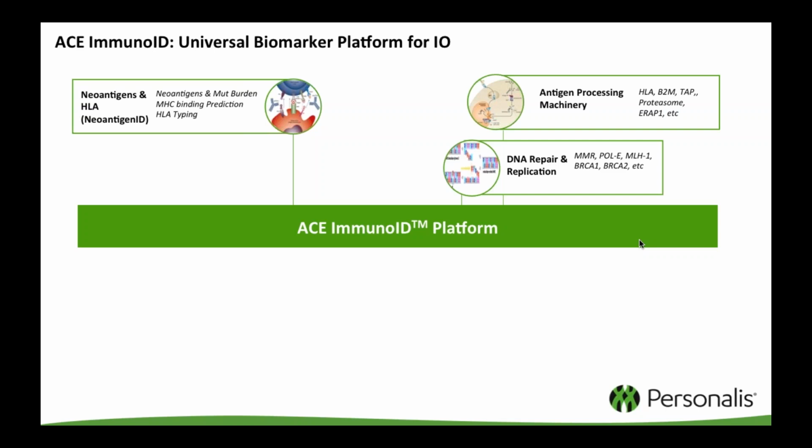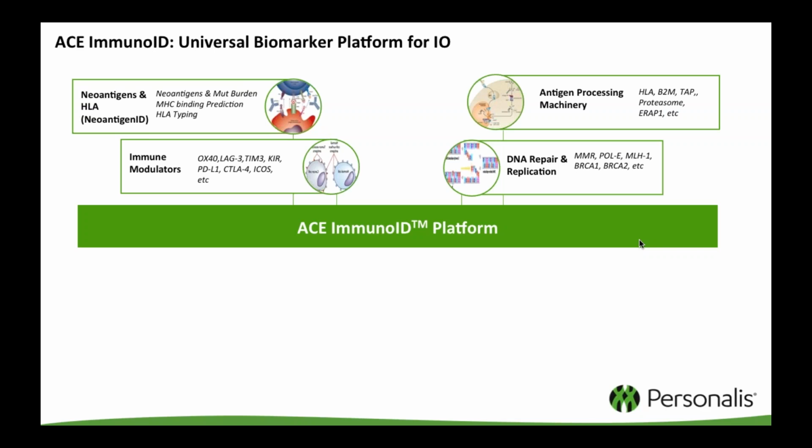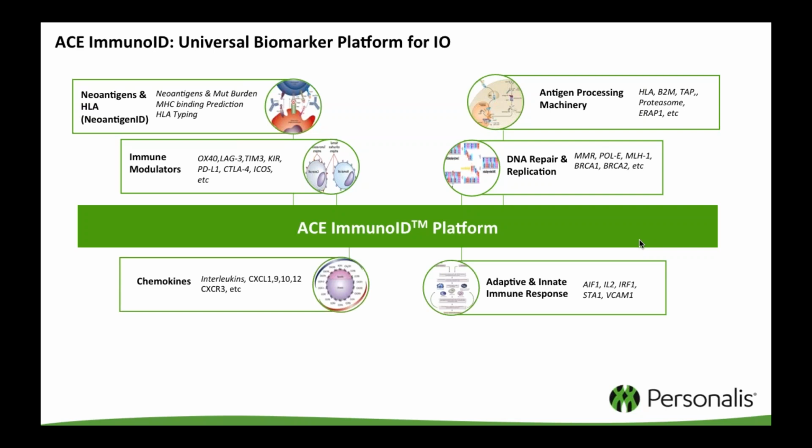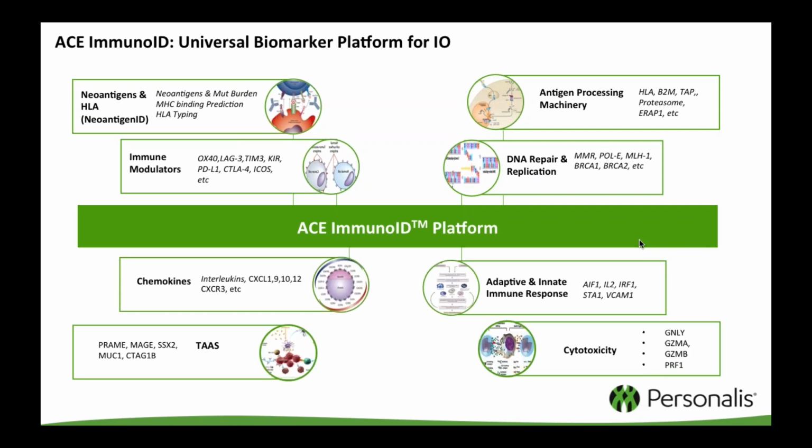Looking at DNA repair, replication pathways. Looking at immune modulators. So you can look at PD-L1 expression or more emerging targets like OX40, TIM3, or LAG3. Looking at adaptive, innate immune response, chemokines, tumor-associated antigens, as well as cytotoxicity. So as these are all critical areas for IO biomarker analysis.